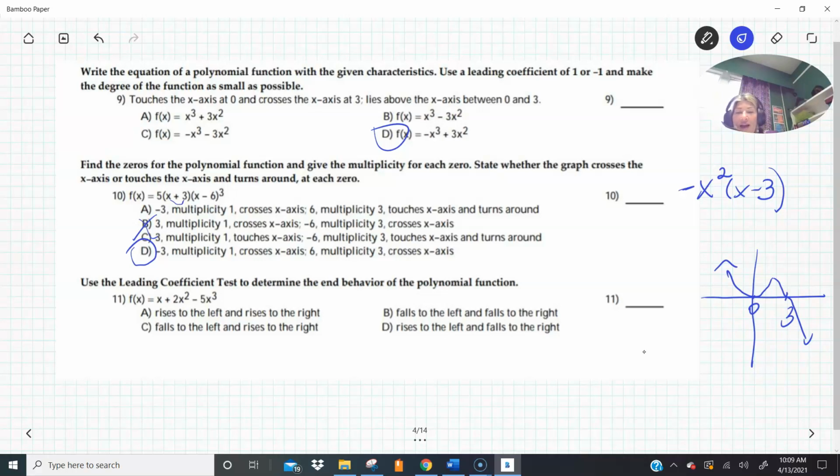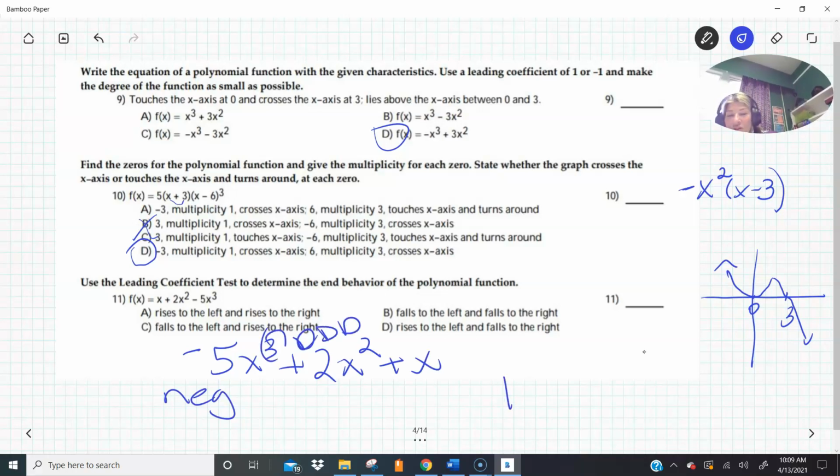Number 11, we're back to that leading coefficient test to determine end behavior. It's just in the wrong order. Put it in the right order so that you can read it. Then you can see that this is a negative odd function, which is up on the left and down on the right. So rises on the left and falls on the right.